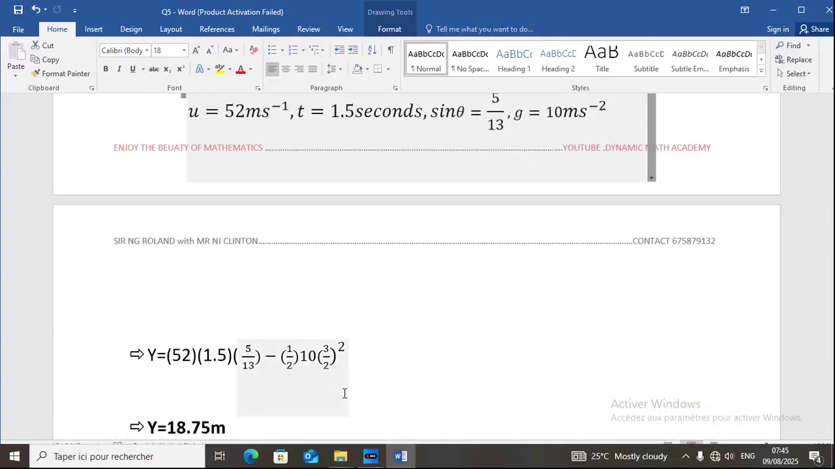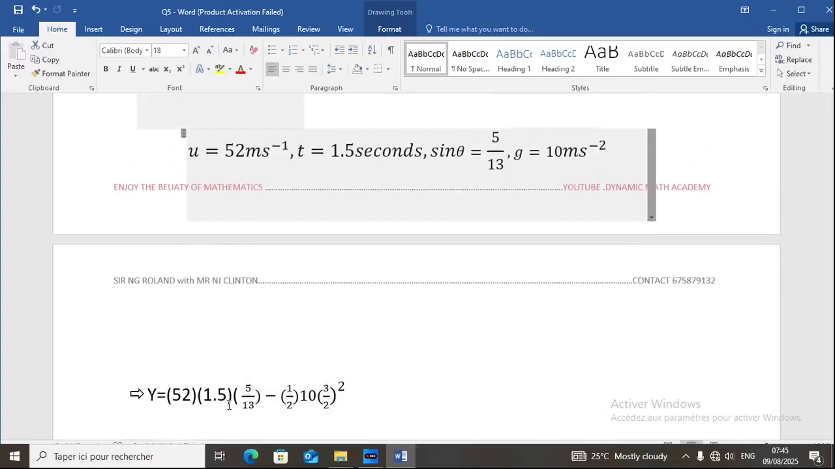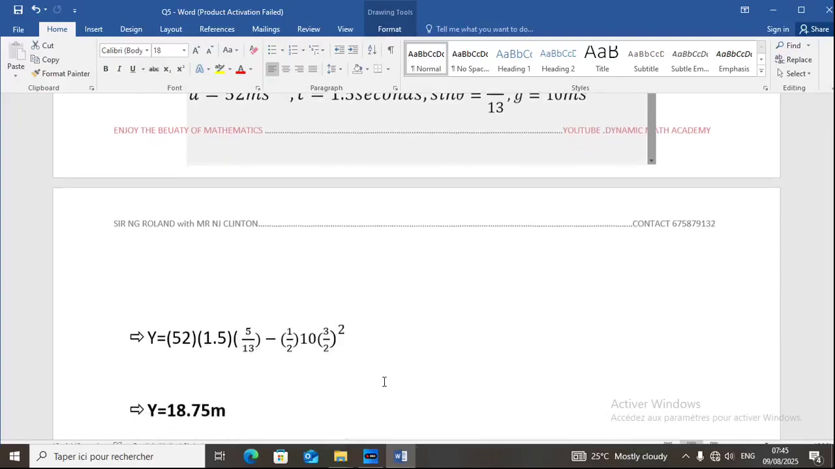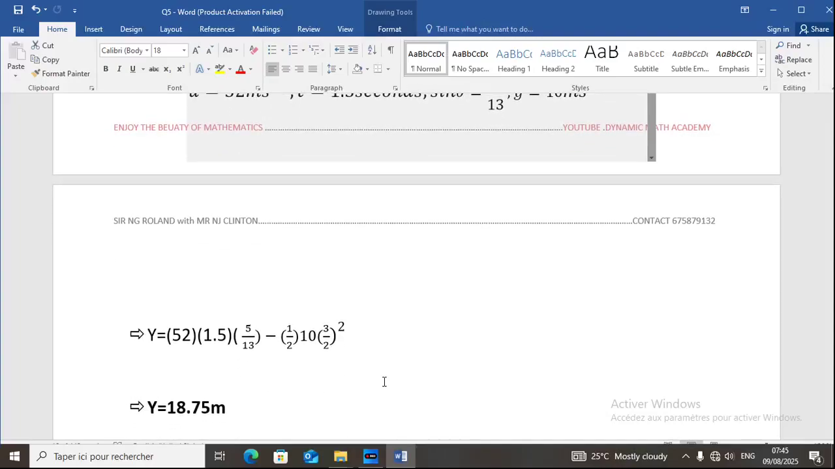So we're going to have our y equal to 52 times 1.5 times 5 on 13, minus a half into 10 times 3 on 2 squared. Remember, 1.5 is the same as 3 on 2. So this is still the t that I've squared. And if you do that, you're going to have your y to be 18.75 meters.